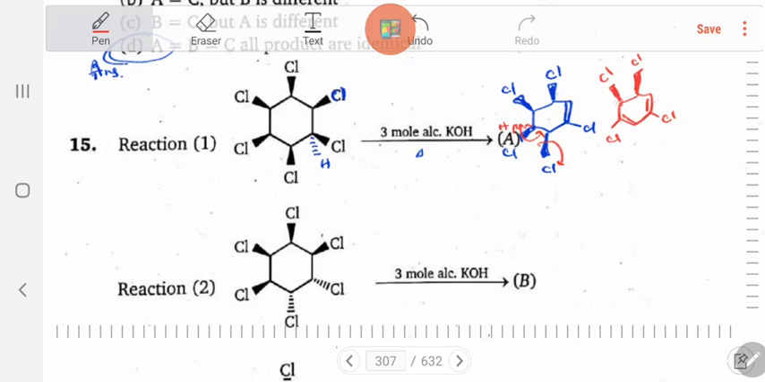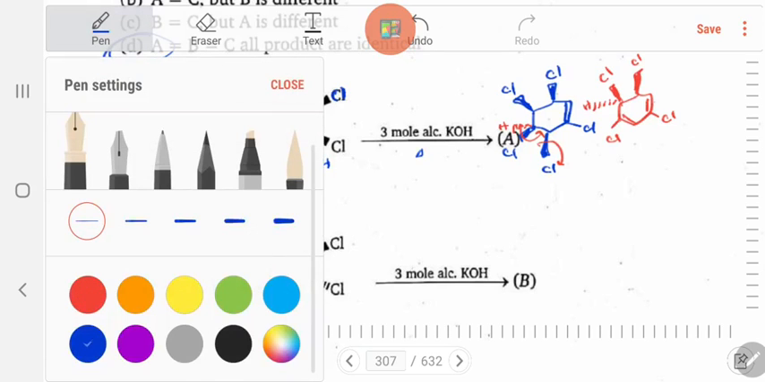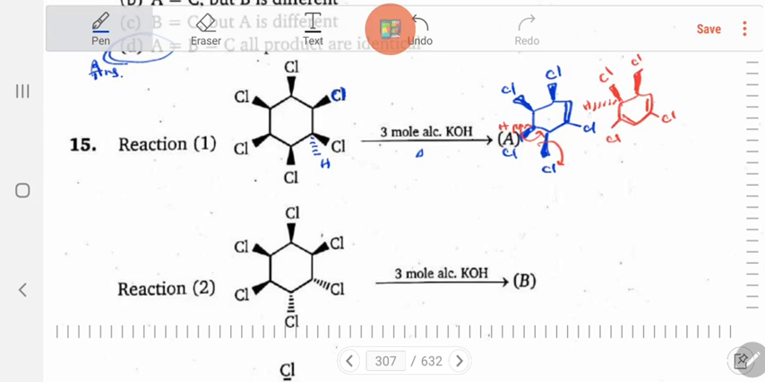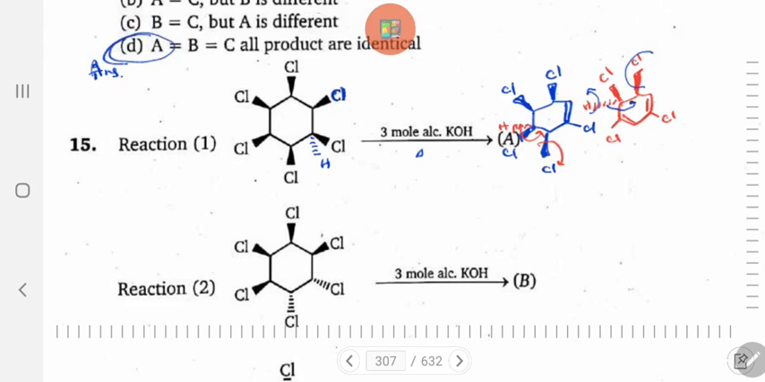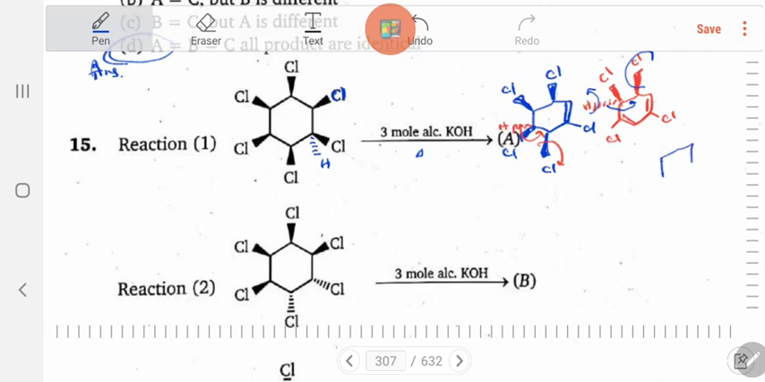Now here if I take, hydrogen will be below the plane. Now again the anti-periplanar condition is obeyed. So base will abstract this hydrogen, then this bond will be shifted here, this chlorine is lost. So this leads to product formation. So the obtained product will be 1, 3, 5 trichlorobenzene. Now coming to reaction 2.